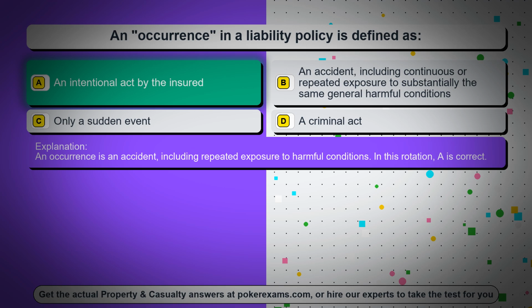Elderly women often present with atypical symptoms such as dyspnea and fatigue rather than classic chest pain. In this rotation, D is the correct position.